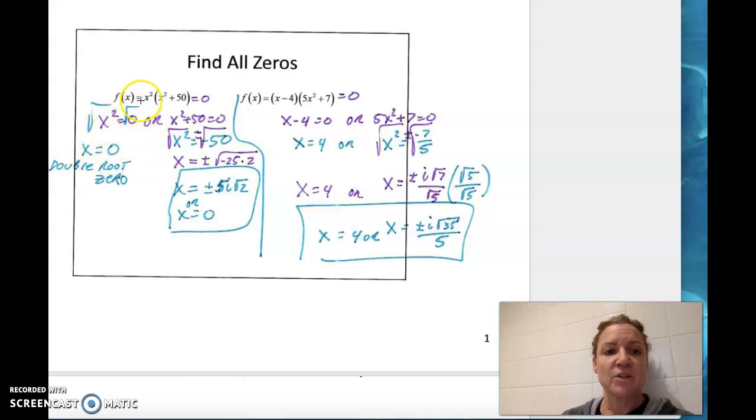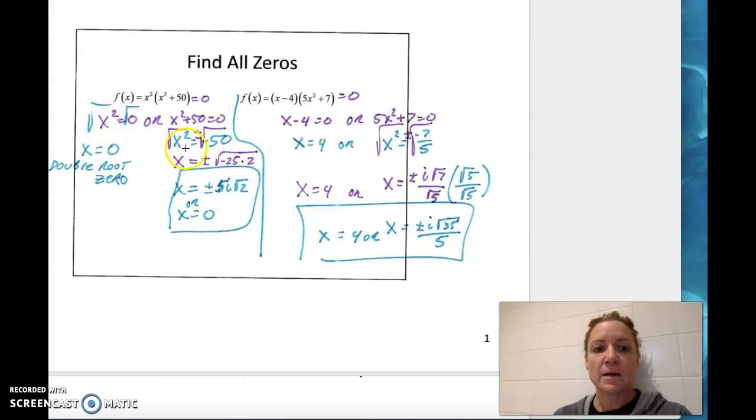Okay? First, let's take the x squared. If we take the square root of x squared and 0, we get 0, and it's a double root. So that's 2 of our answers. If you want to list it twice, you can, so that at the end, you don't go, where is it? Okay. And then we're going to take the x squared plus 50, set it equal to 0.